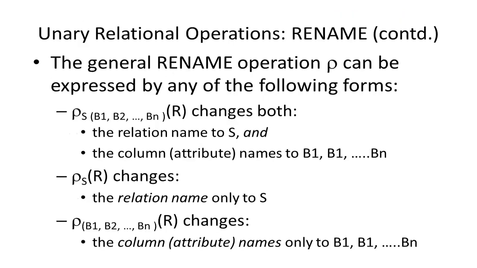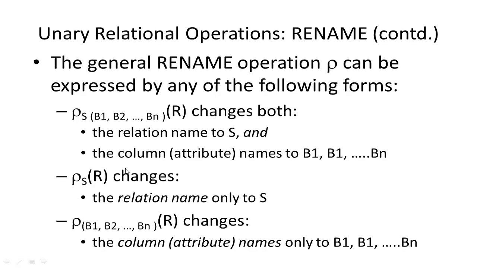In the rename, the general rename operation, rho, can be expressed in any of the following forms. You can make use of this symbol, rho S(B1, B2, ..., Bn) of R, which changes both. Suppose you want to rename both the relation name and the attribute names, you can use this format. Here the relation name is changed to S, and the attribute names are changed to B1, B2, Bn. This is one option.